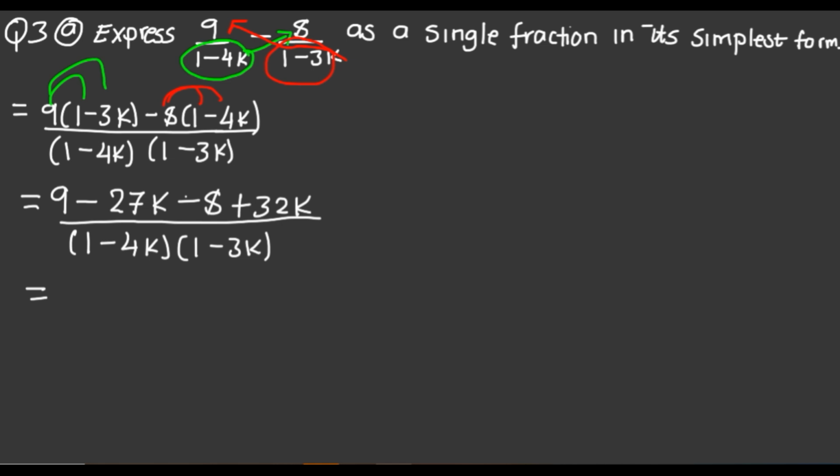Okay, from there we need to identify the like terms. So 9 is the like term to negative 8, and negative 27k goes with 32k. So we have 9 minus 8, negative 27k plus 32k, divided by the same denominator.